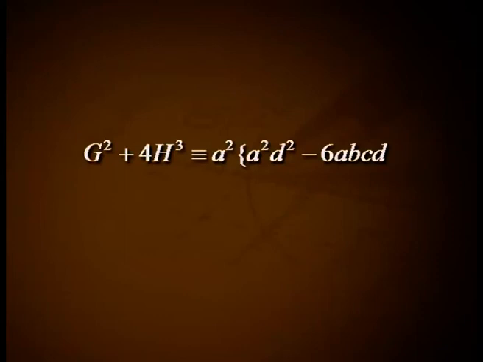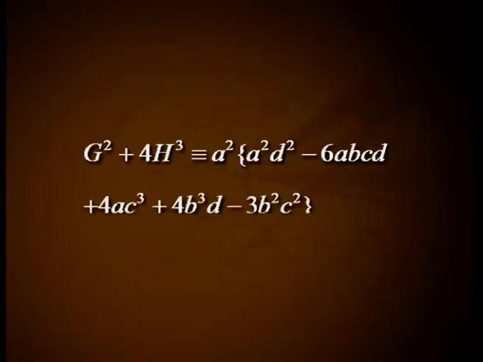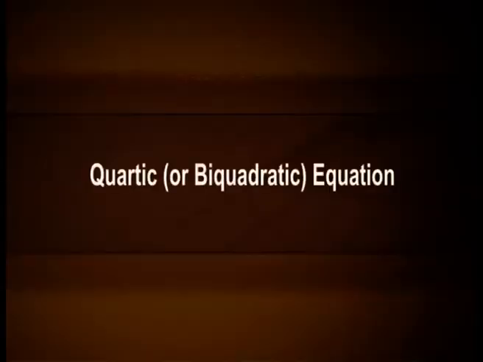Remark. On substituting the values of g and h, it can be seen that g² plus 4h³ equals a²[d² a² minus 6abcd plus 4ac³ plus 4b³d minus 3b²c²]. The expression in brackets is called the discriminant of the general cubic in equation 7 and is denoted by delta. It is evident that the discriminant of the standard cubic in equation 8 is g² plus 4h³ itself.